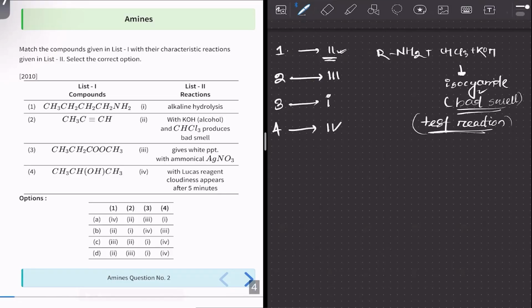Let's match with the options given below. In option A, 1-IV, no, it is not correct. Option B, 1-2, 2-1, it is also not correct. Option C is also not correct. Option D is matching with this sequence. So option D is the correct answer.